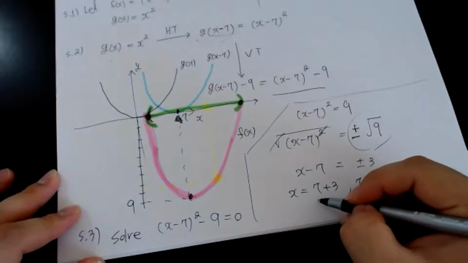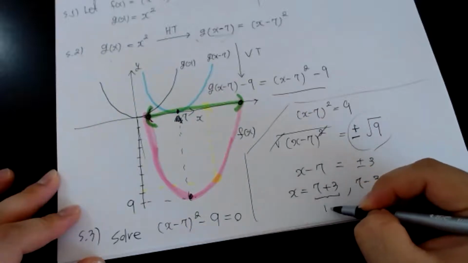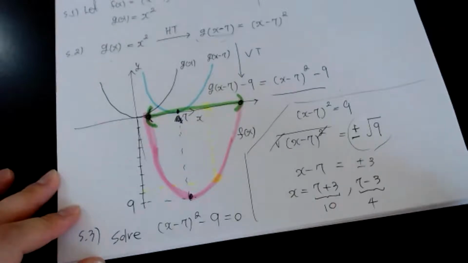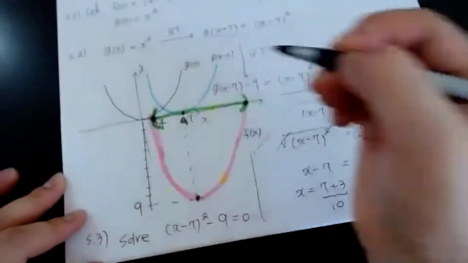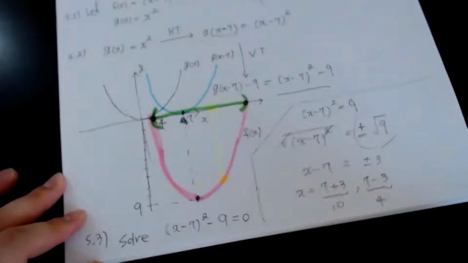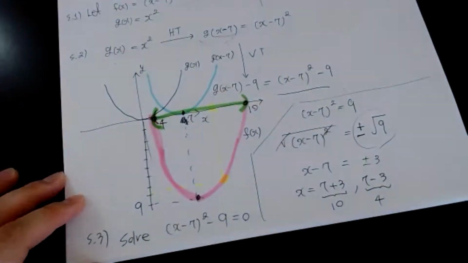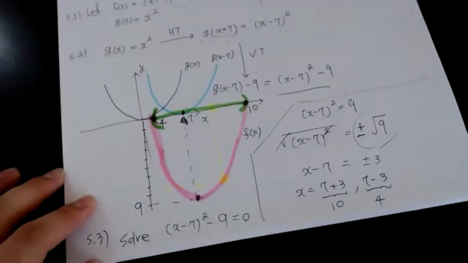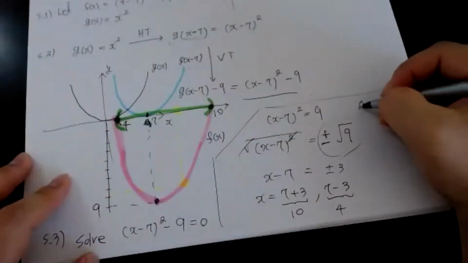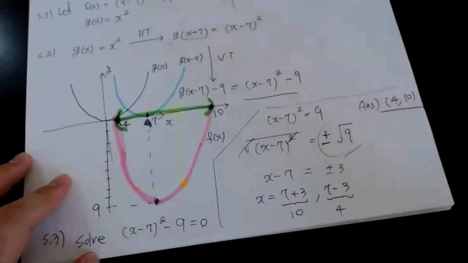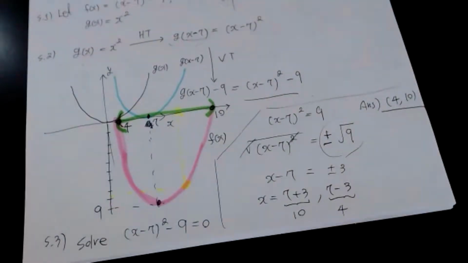It means that x is equal to 7 plus 3 and 7 minus 3, right? 7 plus 3 is 10. 7 minus 3 is 4, right? So the x coordinates of the x-intercepts must be 4 and 10. So the answer is what? The open interval 4, 10.